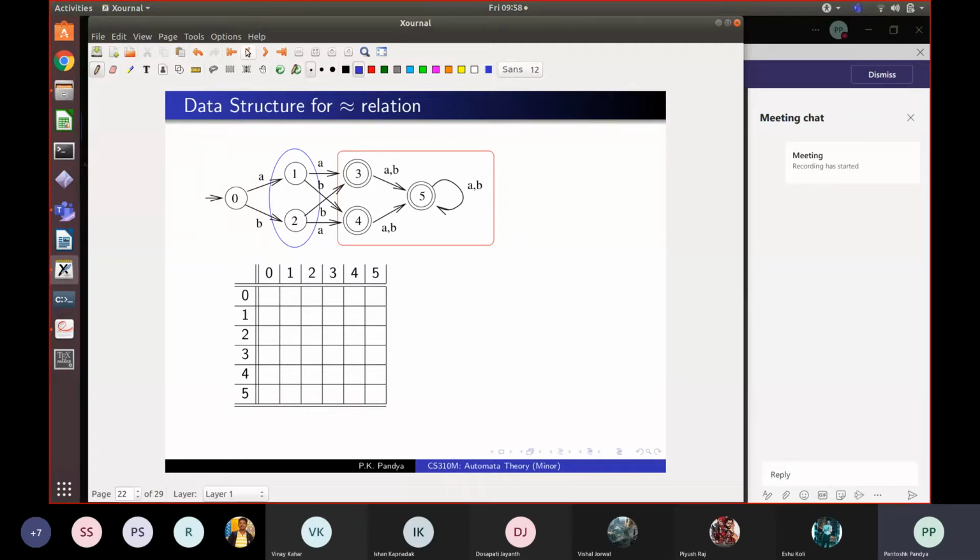Because the definition of equivalence is what? You can say that P is equivalent to Q if and only if... Can somebody remind me of the definition? When is P equivalent to Q?